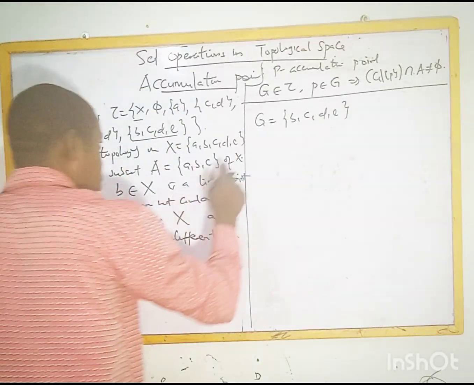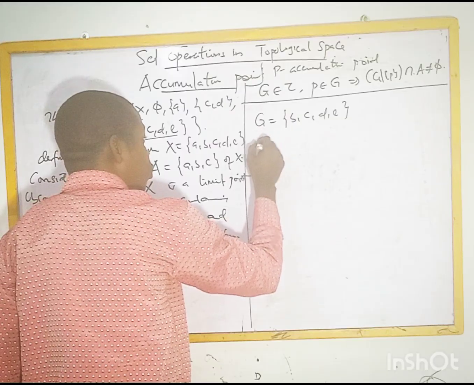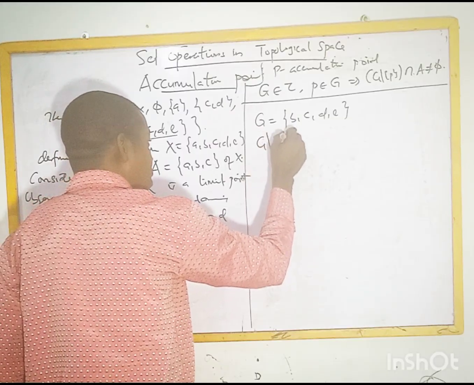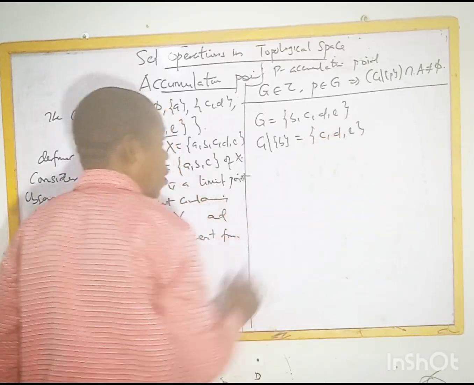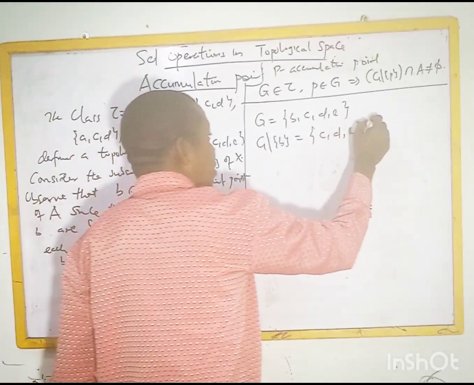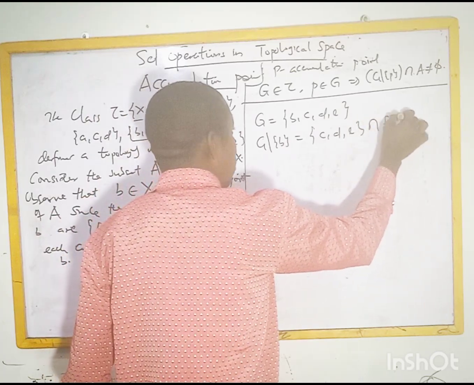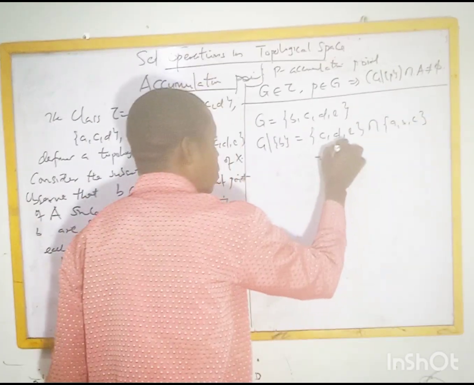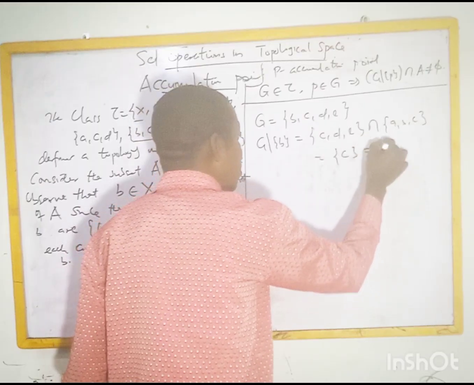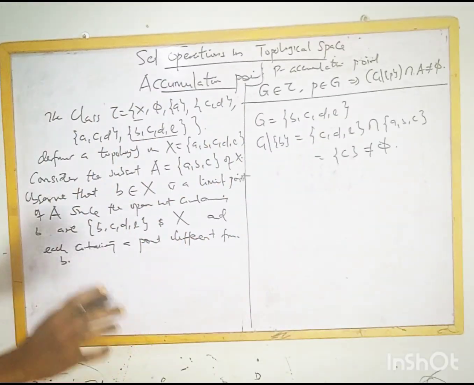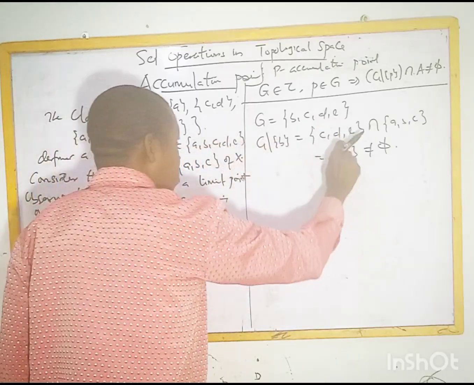Now, if you remove B from this G, I'm going to have something like C, D, E. So C, D, E intersection A, where your set A is A, B, C. What do you have? I have C in common, which is not an empty set. That is why you can see that B is a limit point of that set.